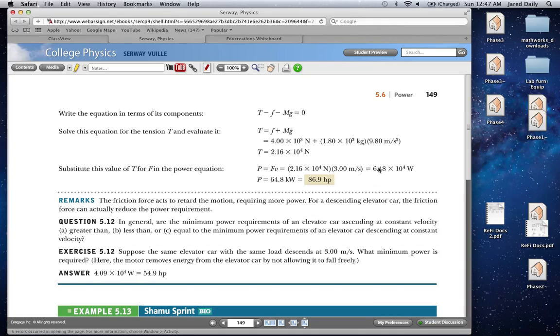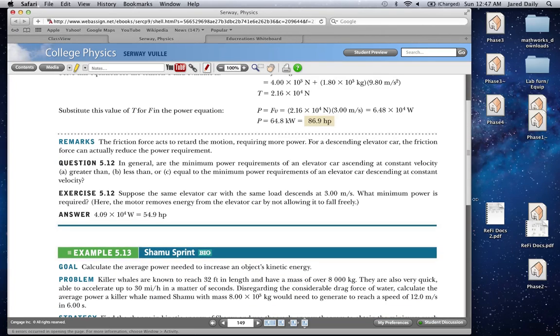Well, it turns out that that is about 64.8 kilowatts, and 64.8 kilowatts can be converted into 86.9 horsepower using the conversion on the previous page, which was approximately 1 horsepower per 700 watts or something like that. That's power for you.